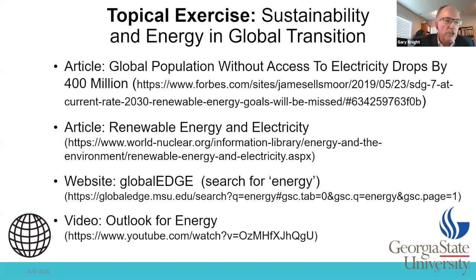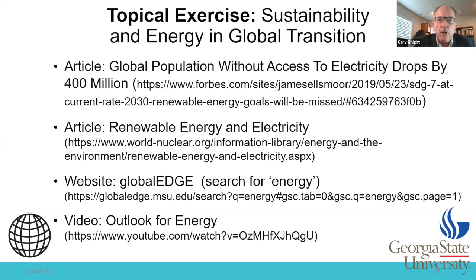Now, quickly, I'll talk about topical exercises. These are all posted, by the way. We've done now about 10 of these topical exercises that are posted at the Georgia State website, newsletter website already. This particular one is on sustainability and energy and global transition. And it talks about the fact that today, for the first time in history, less than 1 billion people worldwide lack access to electricity. So more than 6 billion people today have access to electricity.